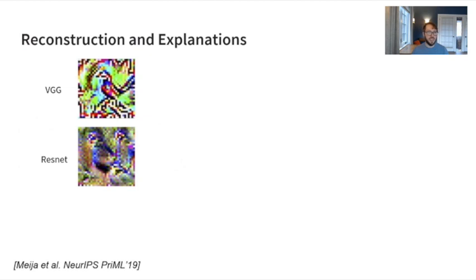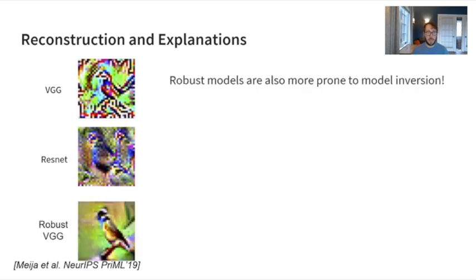So to give you an idea of what the original attack looked like on more complex models, these images are taken from a NeurIPS workshop paper by Mejia et al. and they looked at VGG and ResNet models trained on CIFAR. And here I believe they were targeting the bird class. As you can see, these reconstructions don't really look anything like your typical CIFAR bird. But what they found is that adversarially trained models are significantly more prone to this attack. So the image on the bottom now is taken from an adversarially trained VGG model, and the result is pretty striking. It looks quite a bit more like a prototypical CIFAR bird than anything that we had seen before.